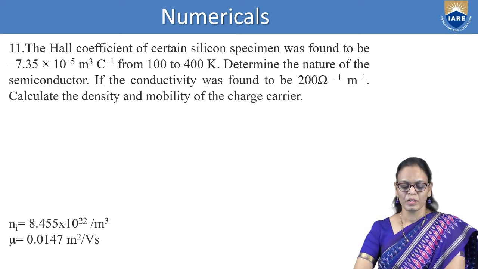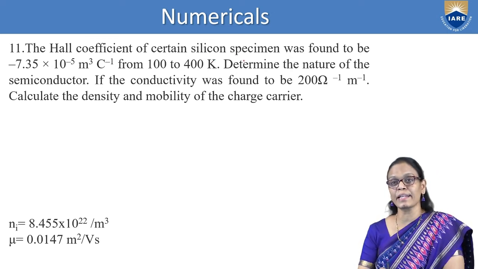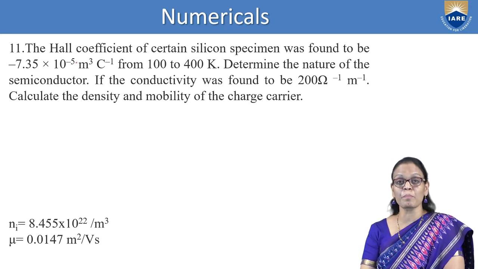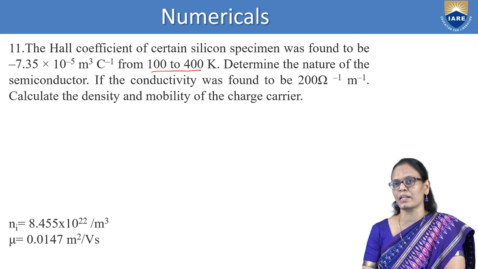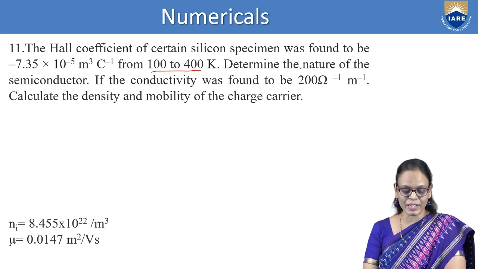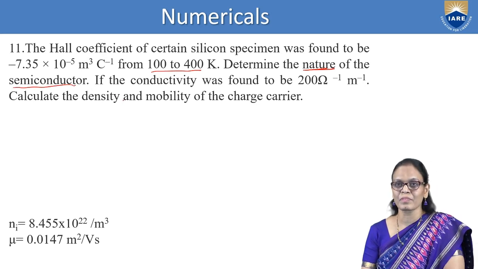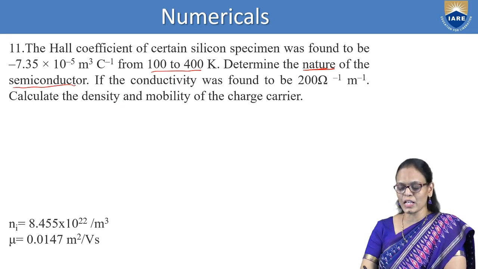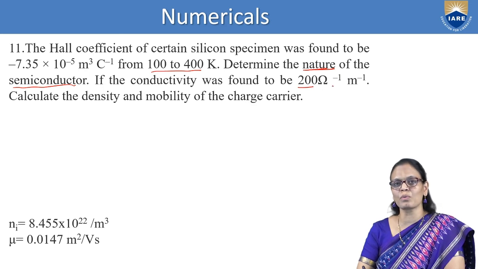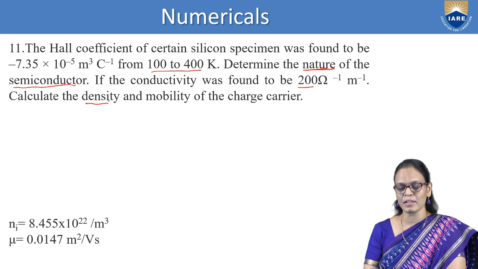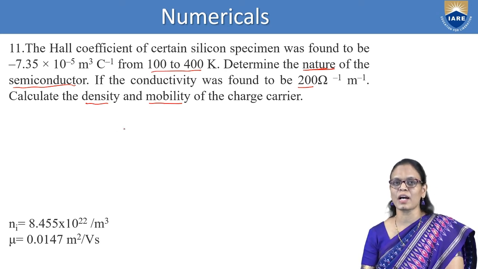Next one. The Hall coefficient of a certain silicon specimen was found to be minus 7.35 into 10 power minus 5 meter cube per coulomb from 100 to 400 Kelvin, which means this is the temperature range. Determine the nature of the semiconductor. You have to talk about the nature of the semiconductor. And if the conductivity is found to be 200 per ohm meter, calculate the charge carrier density and the mobility of the charge carrier.